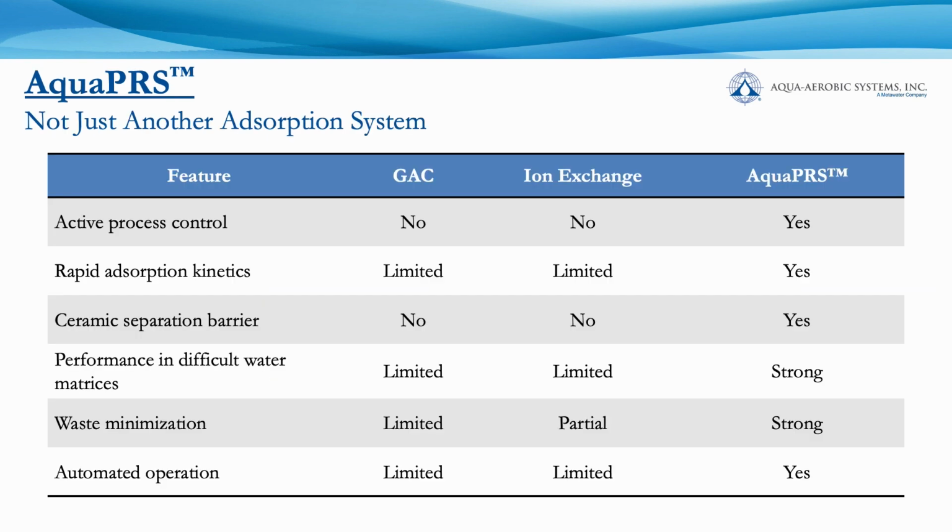What's important to realize is how the AquaPRS system is different. It's an active process versus GAC or ion exchange, which are typical solutions that most people think about. We get much more rapid absorption rates. We have that ceramic barrier. We get very high performance on difficult applications. We minimize the amount of waste, and it's very automated versus some of the other technologies like GAC and ion exchange.